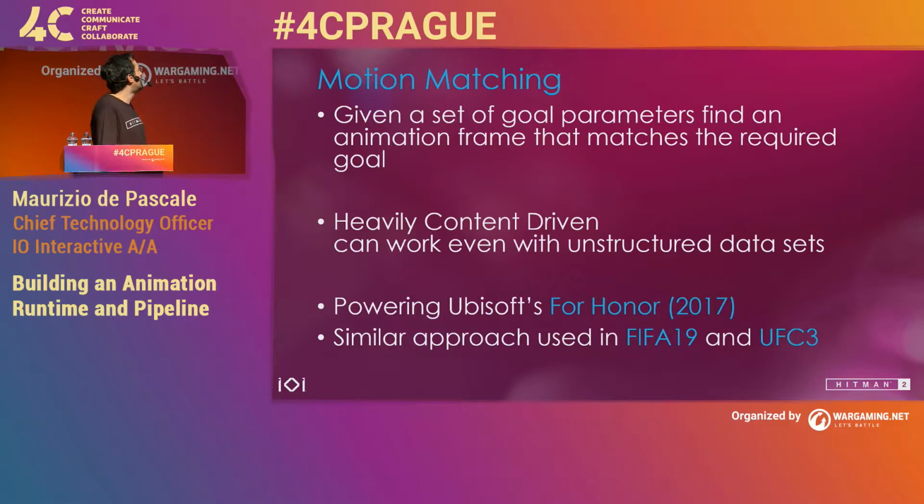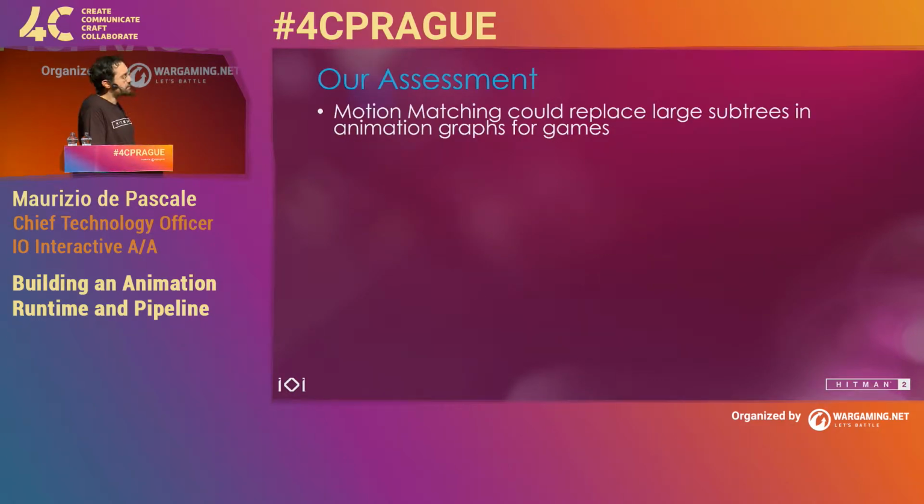For Honor is probably the main mention, but FIFA 18, FIFA 19, UFC, and other titles from Electronic Arts are also powered by similar approaches. There are GDC talks documenting this and the differences between the various systems. But the key idea is pretty similar. And there are many more games in development as of today that have fully embraced this technology for their animation technology moving forward. So we looked into motion matching.